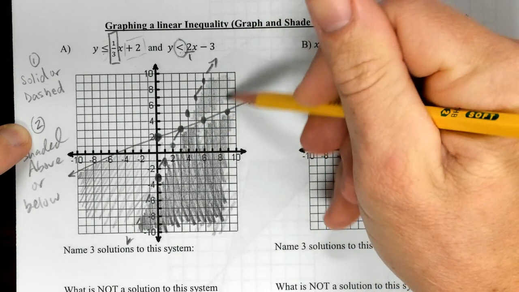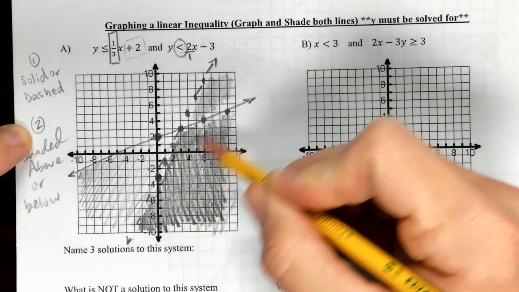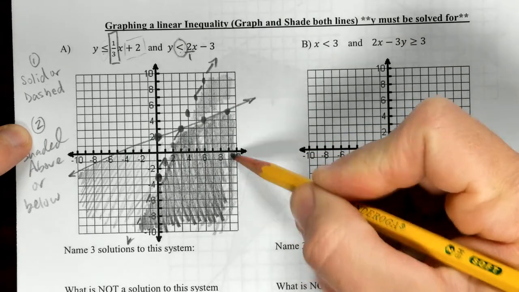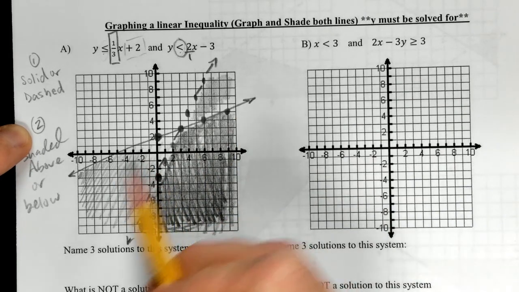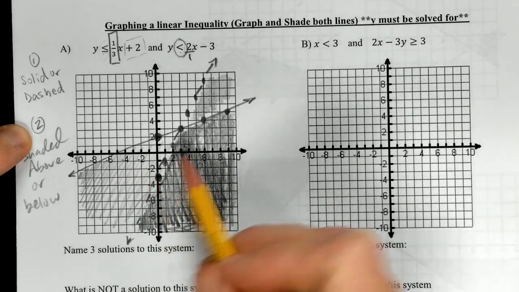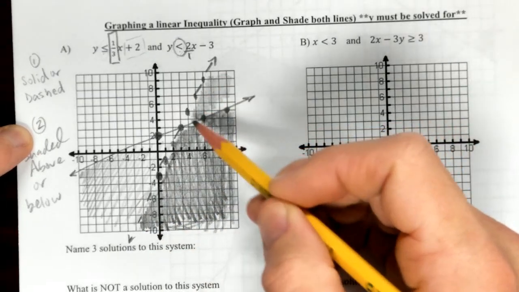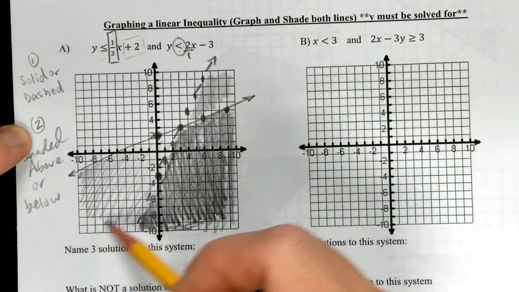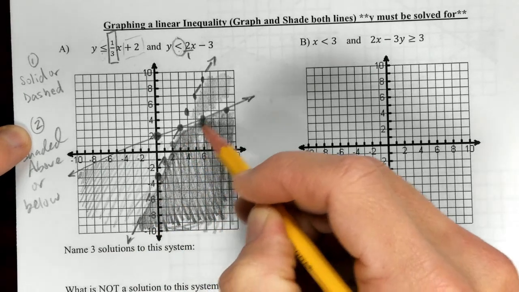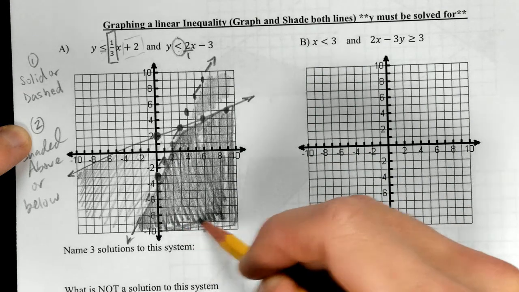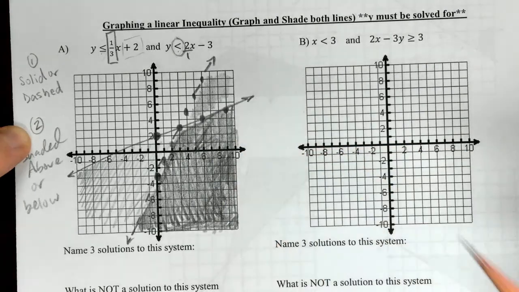Now, what is your solution set? Your solution set is what is shaded twice. What is shaded based on this line is all of this, and what is shaded based on this line is all of this. This is not part of my solution set because that's not shaded twice. What is all of this right here? Every point in that area is part of your solution set. Every point in that area is a solution.